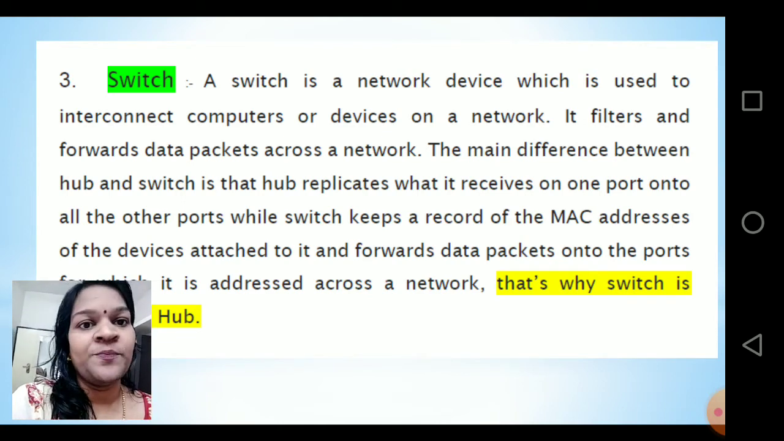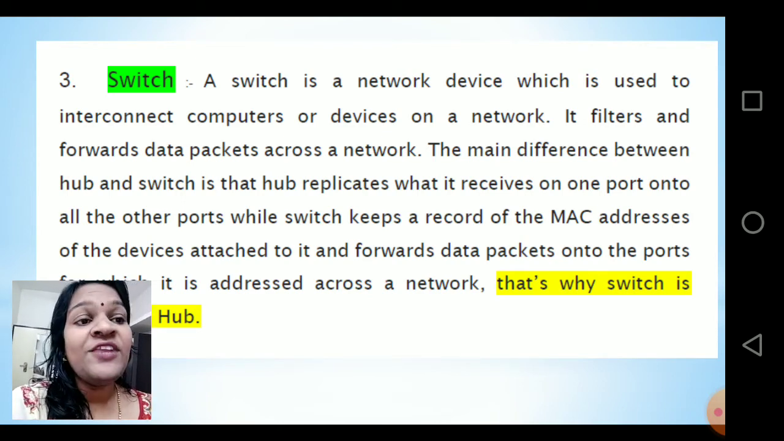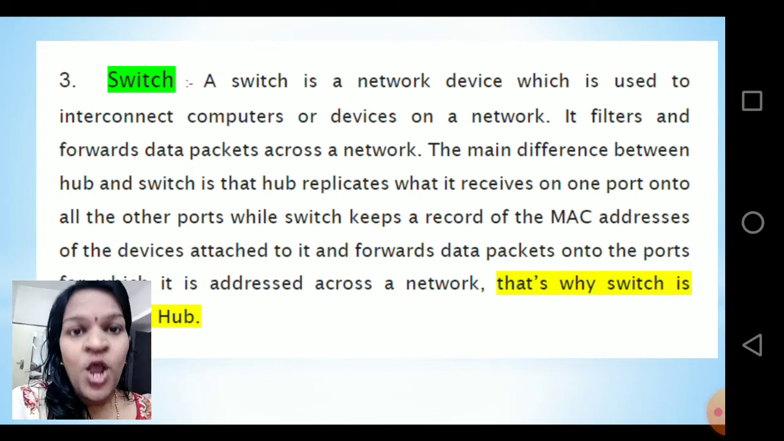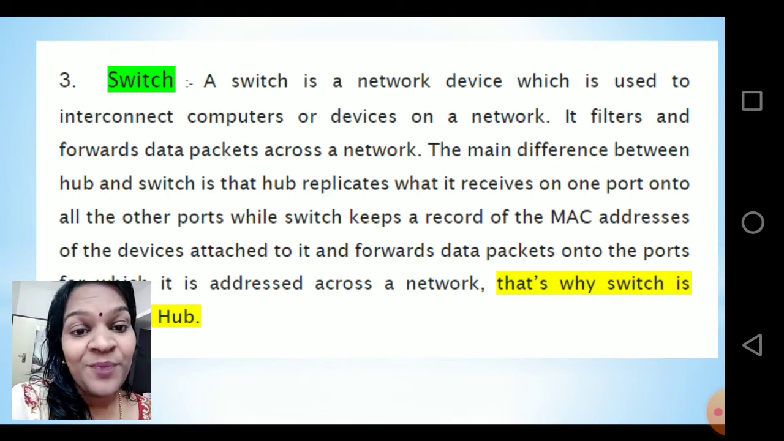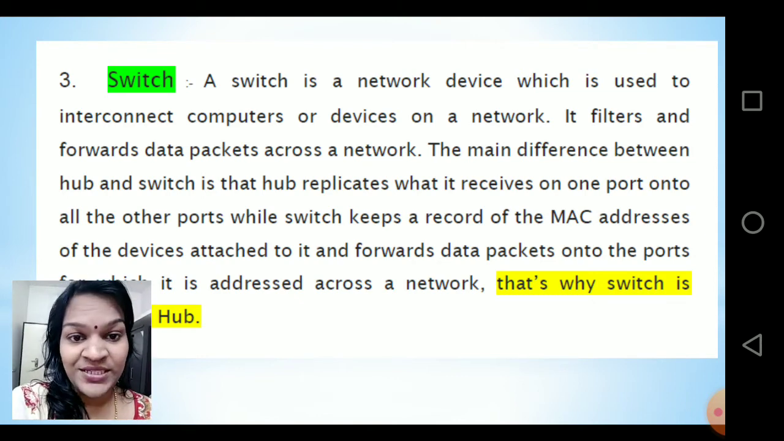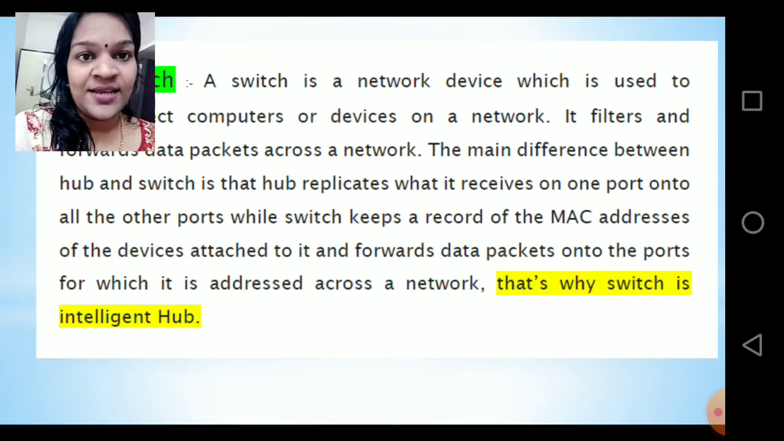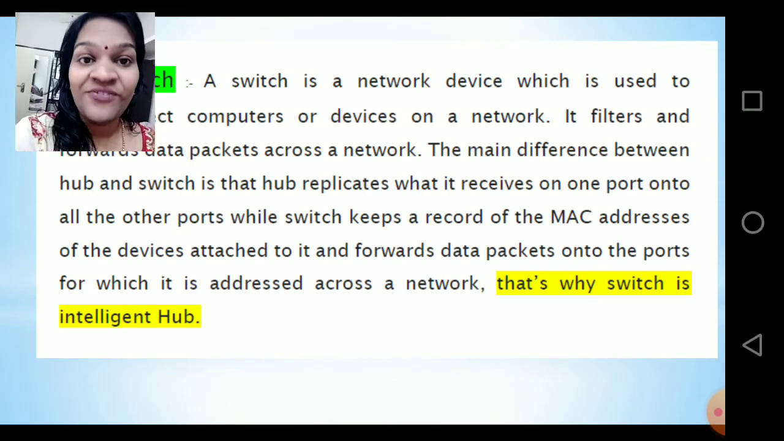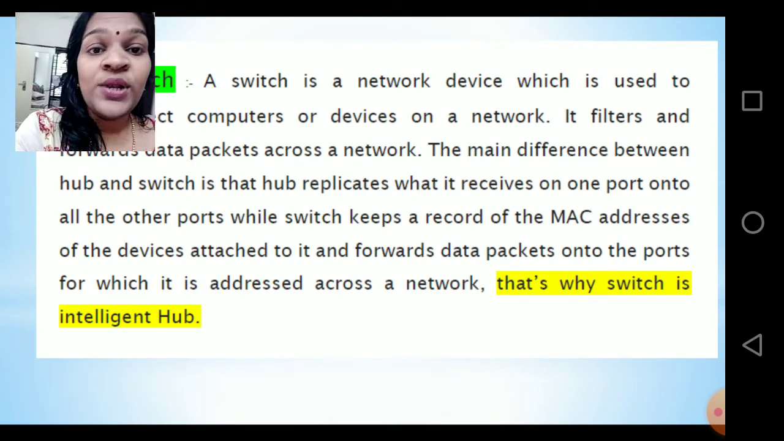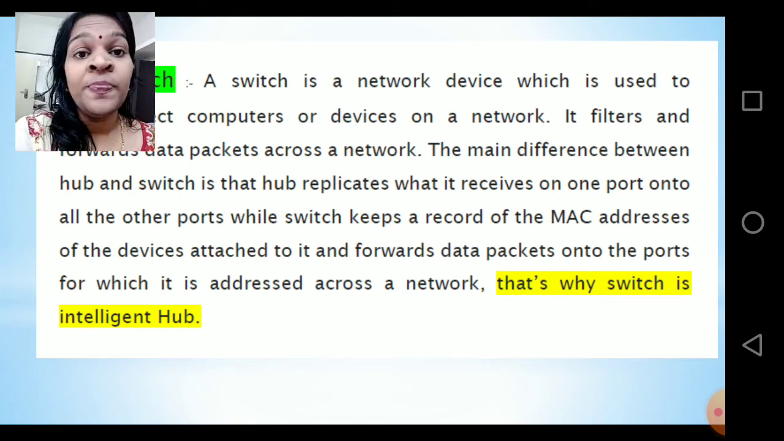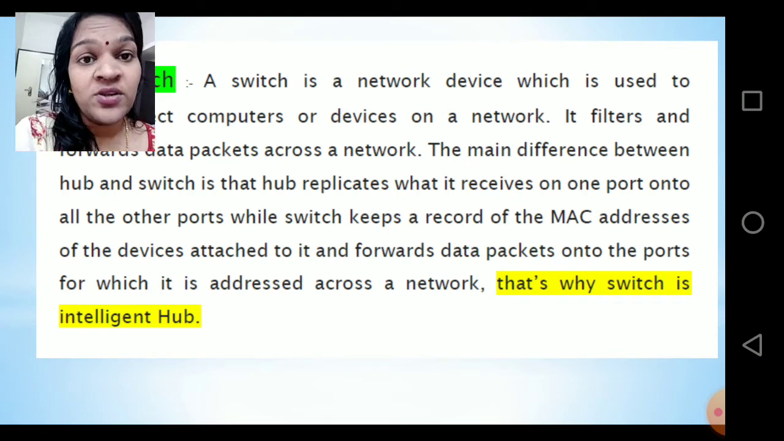Another network device is the switch, which is used to interconnect computers or devices on a network. It filters and forwards the data packets across the network. It is similar to the hub. The only difference is that a switch keeps a record of all the data coming through it: from where the data came, and where it has to go. So we can call a switch an intelligent hub.